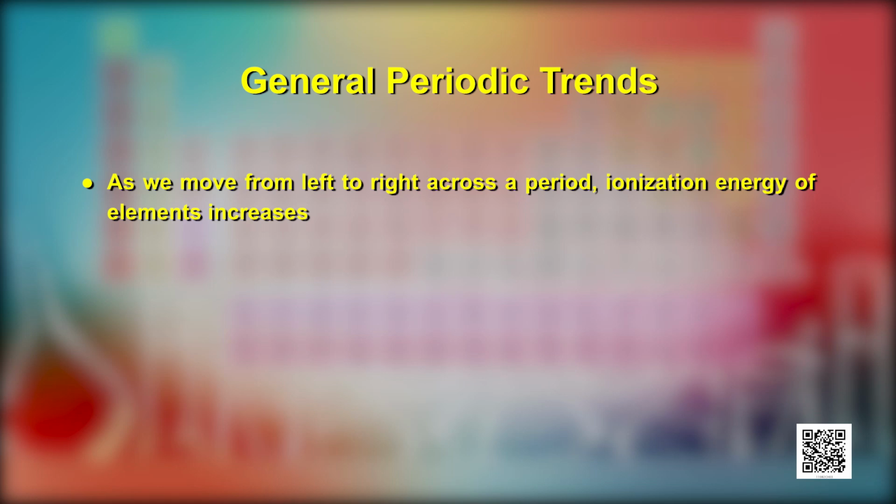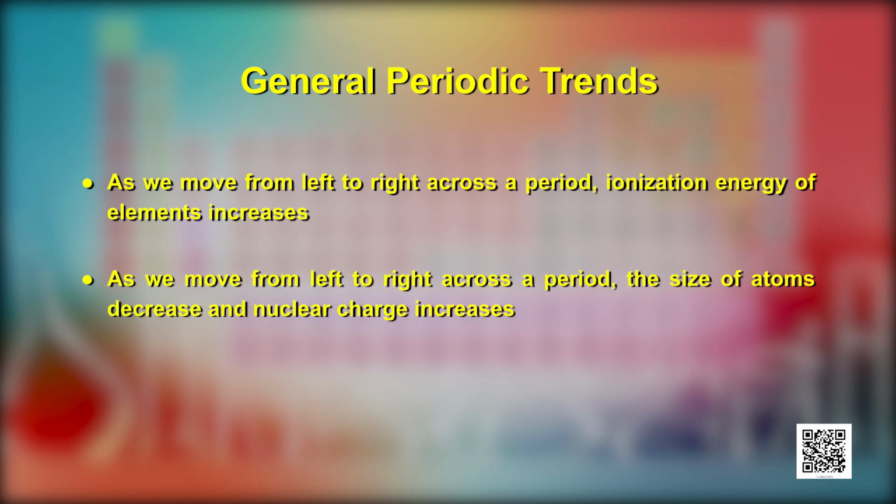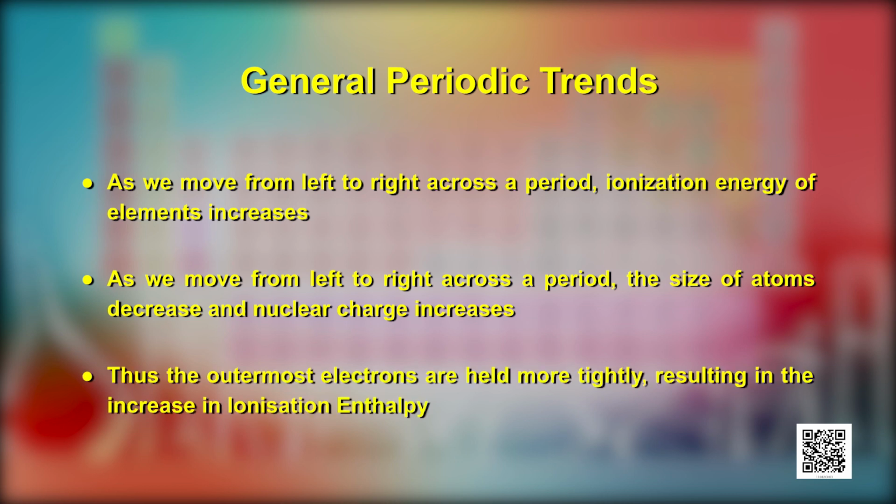Ionization enthalpy generally increases across the period. As we move left to right in a period, nuclear charge increases regularly. Thus, the outermost electrons are held more tightly, resulting in the increase in ionization enthalpy. However, there are few exceptions.